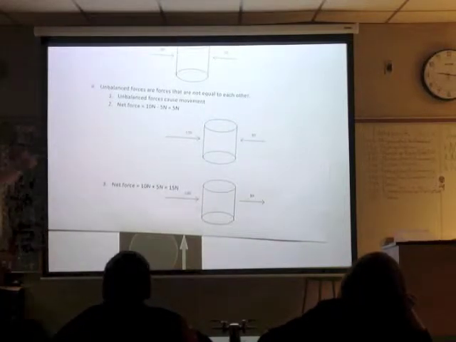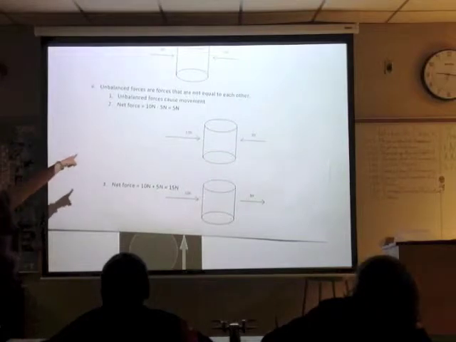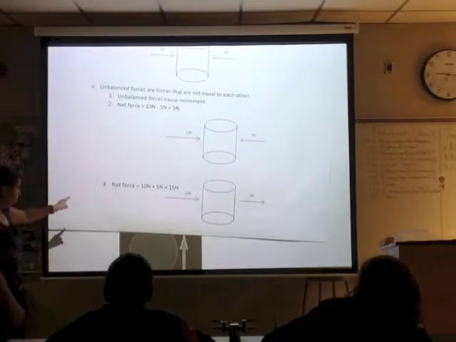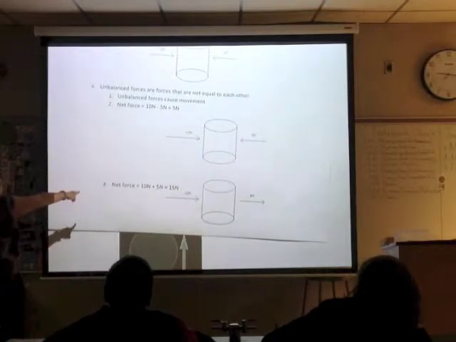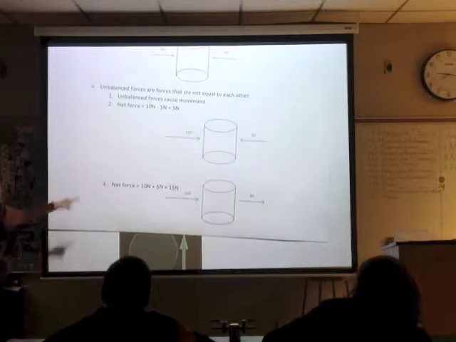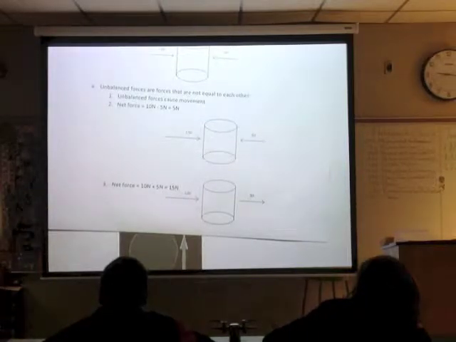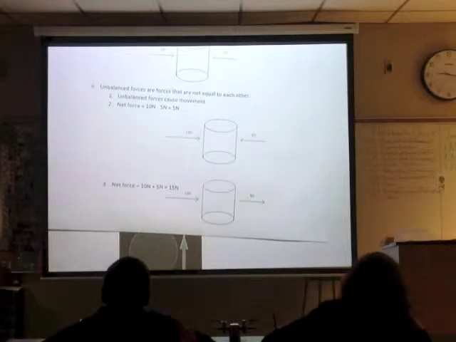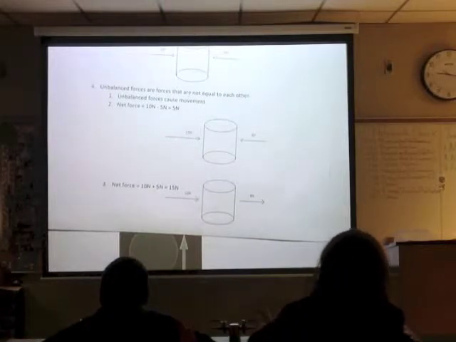The top one is moving to the right with a net force of 5 newtons. The bottom one is moving to the right with a net force of 15 newtons, correct? Yes. Alright. Which one's going to move faster? The bottom one. Miguel said the bottom one. And why the bottom one? Because it has more force in newtons.